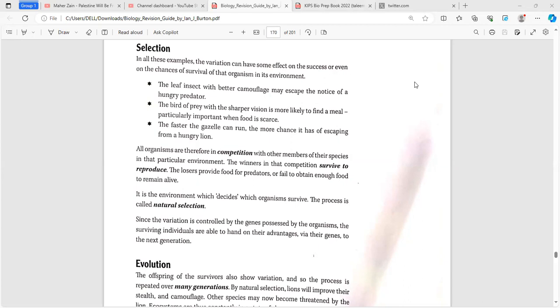So, what is natural selection? Natural selection is the process in which the different organisms in a specific habitat compete with each other in order to obtain the nutrients present in it.